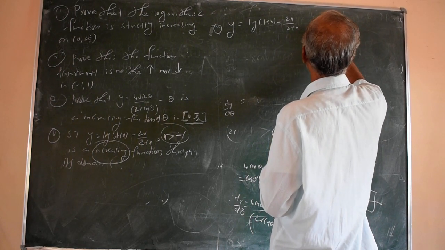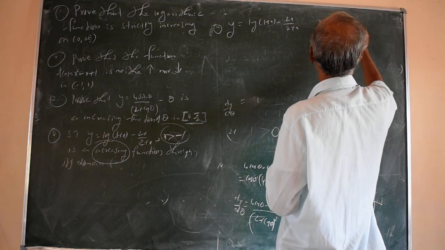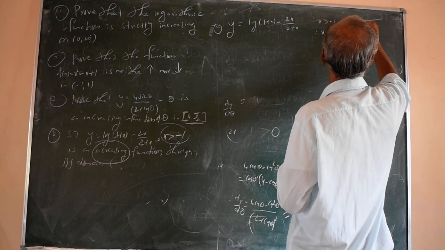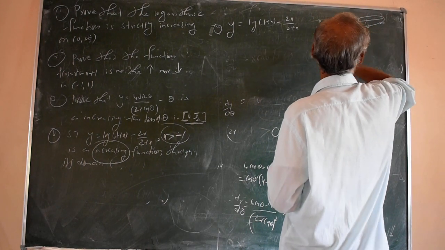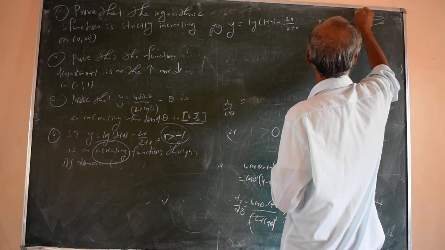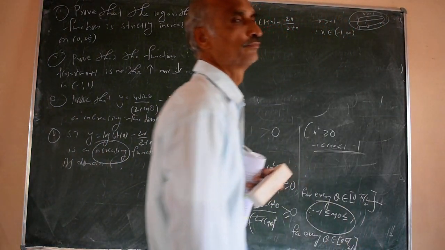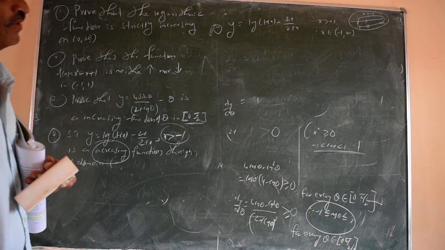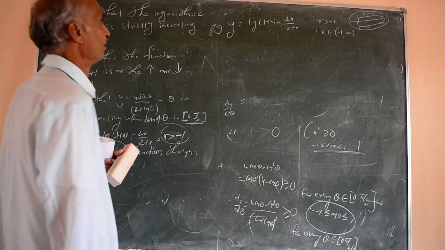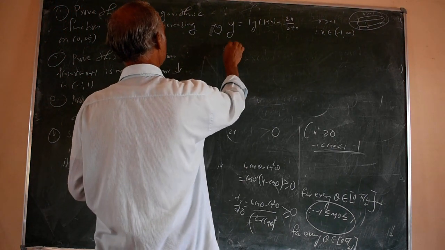Therefore, x belongs to minus 1 to infinity. Greater than minus 1 means like this now. These are all greater than minus 1. Minus 1 to infinity. Okay. And differentiating with respect to x.